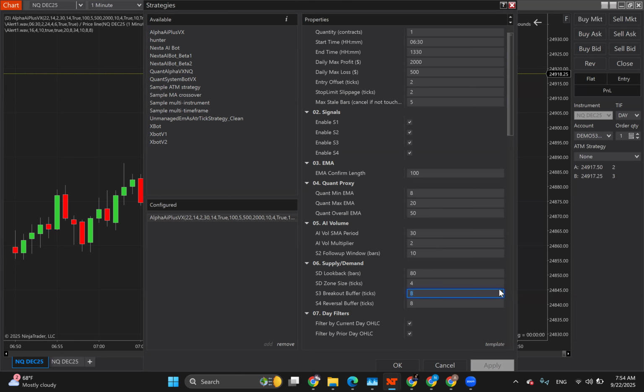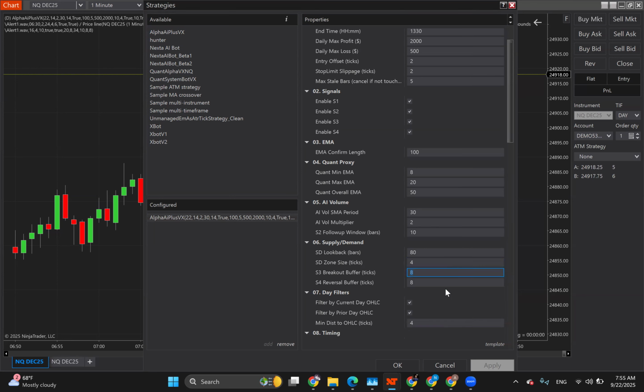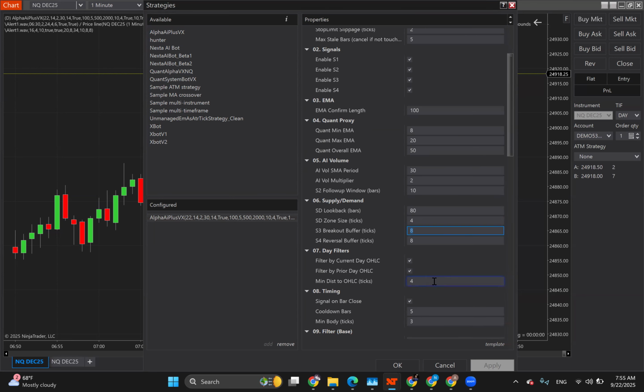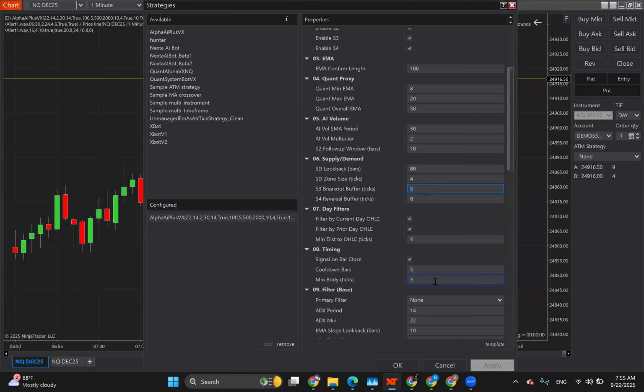Reversal buffering, same thing. If you take an S4 for reversal, if the market goes up to the area and gives me a reversal bar for short, but didn't touch it, just almost touched it, what's the buffer? Again, 8 ticks. And also, you can tweak them, you can play with it, you can change all of that.